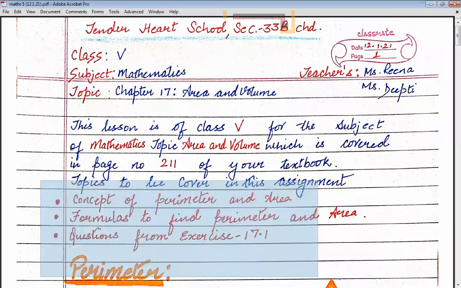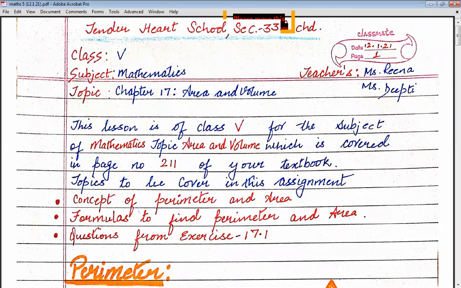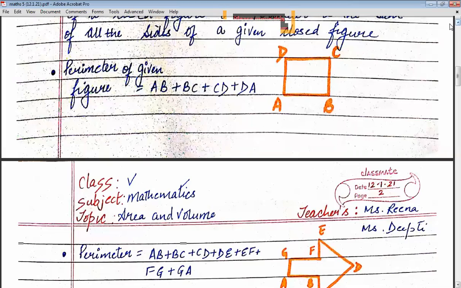Now, students, in this chapter we are going to cover the following topics. First of all, we'll try to understand the concept of perimeter and area, and then we will deal with the formulas to find the perimeter and area. And then at last, we will do a few questions from your book exercise 17.1. So now students, let us start our topic with the meaning of perimeter.